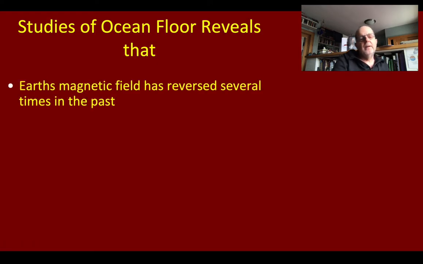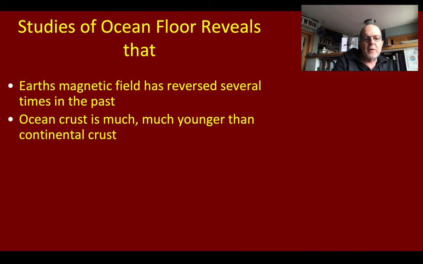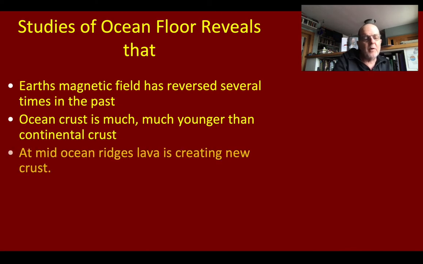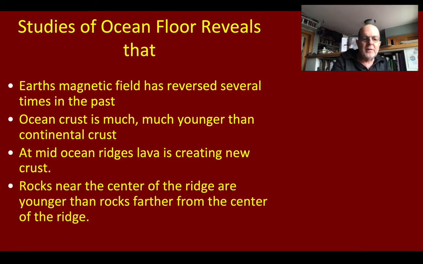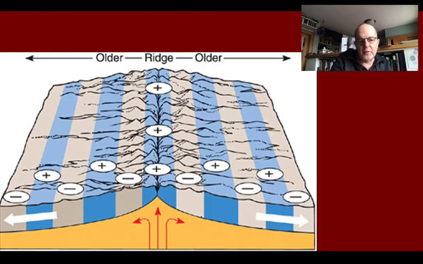So, getting back to this notion of what the Earth floor reveals. Okay, the Earth's magnetic field has reversed several times in the past. Ocean crust is much younger than the continental crust. We've been all through this. At the mid-ocean ridges, lava is creating new crust. Rocks near the center of the ridge are younger than rocks furthest away. We went through all that.